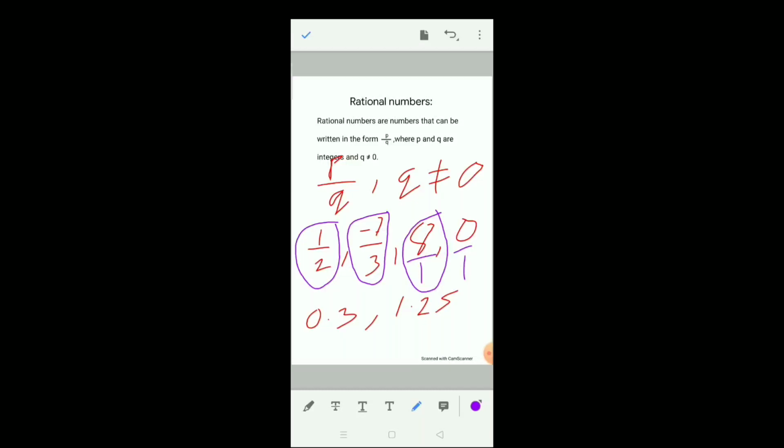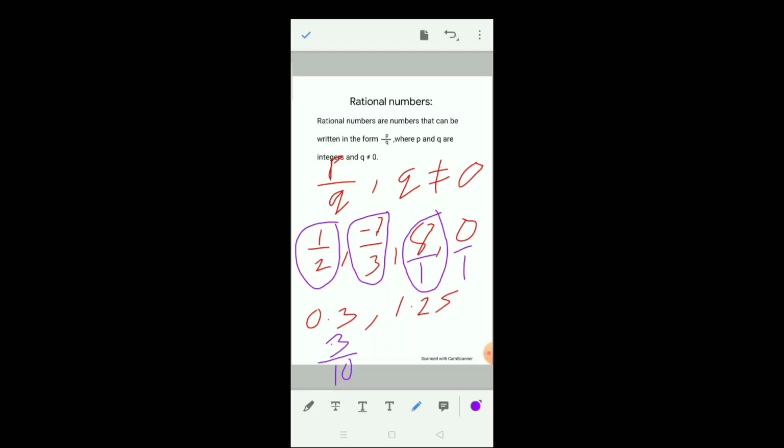Now next is 0.3. So how to convert these decimal numbers into fractional form? Or your question may be, how is 0.3 a rational number? 0.3 is not in the form of p by q. We can convert these decimal numbers into fractional numbers like 3 by 10. We can write these decimal numbers in fractional form like this.